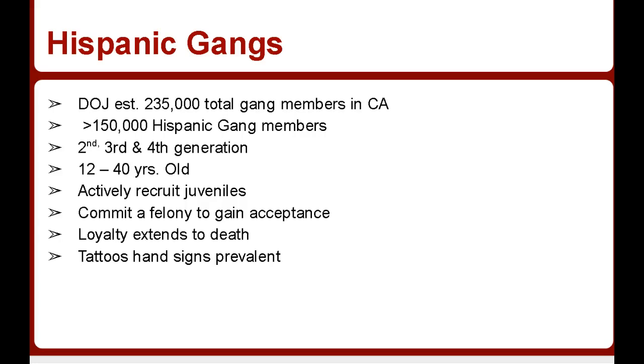Kids are getting younger when they're being recruited. They're recruited as juveniles. Committing felonies to gain acceptance is important. Loyalty is the utmost regulation, if you will. And they develop the hand signs, a lot of your graffiti that you see nowadays that are copied.